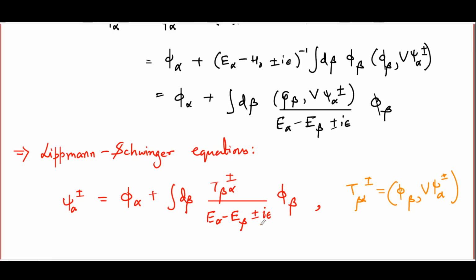In essence, we expect psi alpha plus minus and phi alpha to behave similarly to each other in either the distant past or in the distant future. But let me remind you, as we discussed in the last lecture, we cannot say that psi alpha plus minus approaches phi alpha in the limit t goes to minus plus infinity, for the simple reason that we are using the Heisenberg picture and psi alpha plus minus are time independent state vectors.